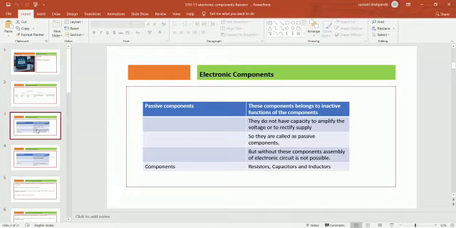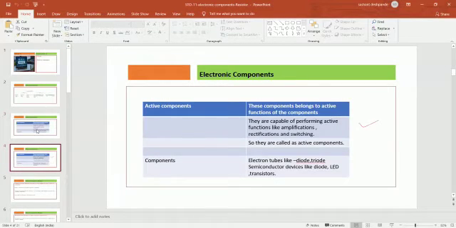But why are they passive? Even if they are not performing any active function, they are still required in the electronic circuit. Unless they are there, the electronic circuit cannot be completed. So their presence is important, and they are called passive components. Without these components, assembly of an electronic circuit is not possible. And which are these passive components? Resistors, capacitors, and inductors.